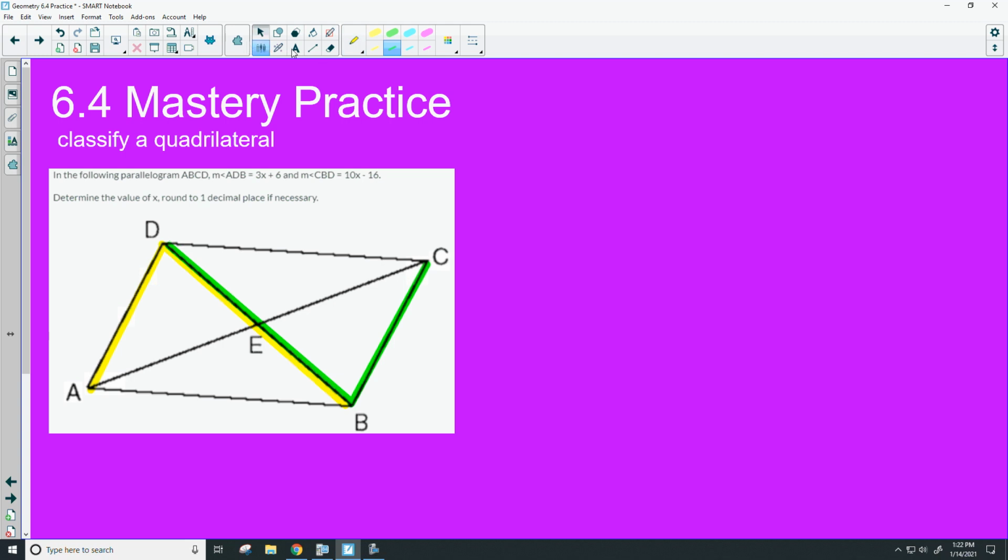So looking at these two angles, I can tell that because AD is parallel to CB, because the left is parallel to the right, cut by a transversal, these two angles are alternate interior angles. And if you remember all the way back to Unit 2, when I have parallel lines, alternate angles are congruent. So that means these two things have to be congruent or equal. So 3x plus 6 has to be equal to 10x minus 16.